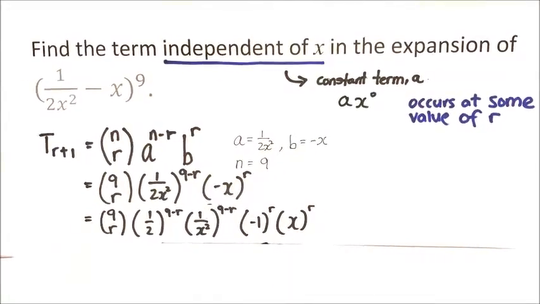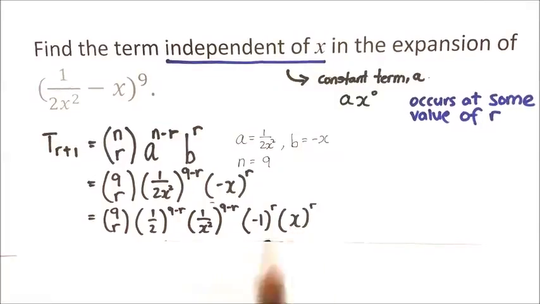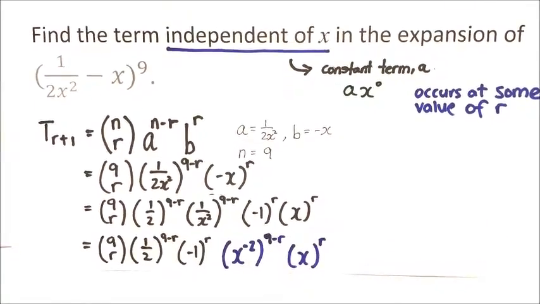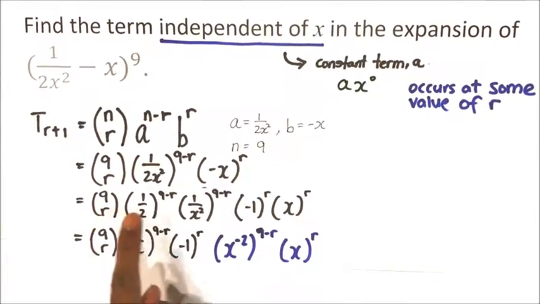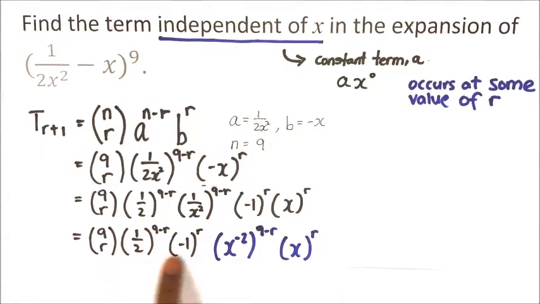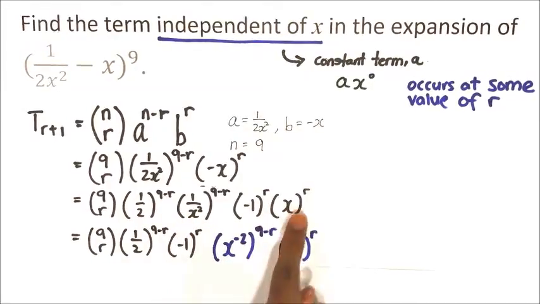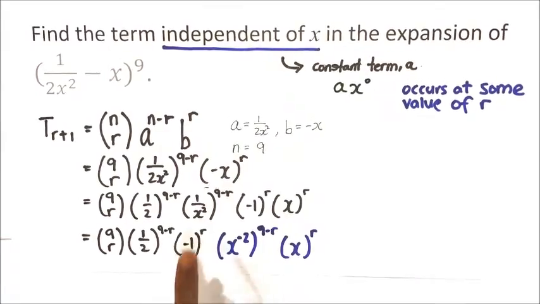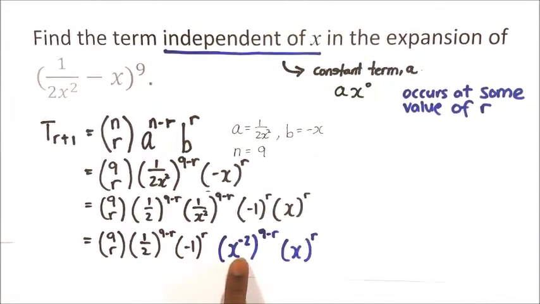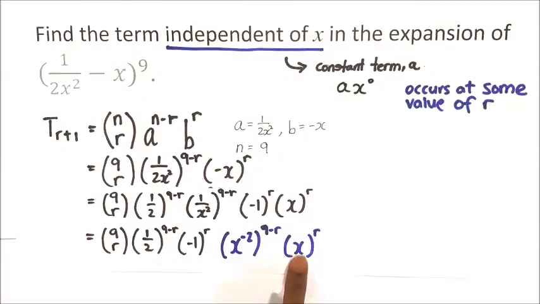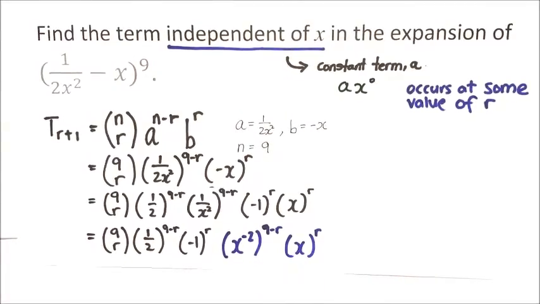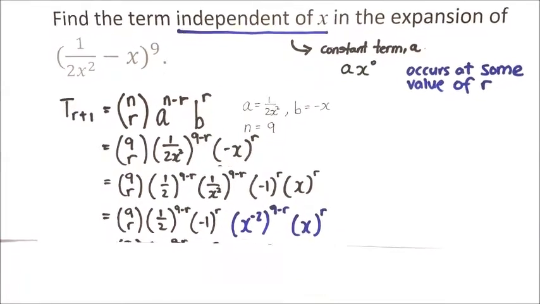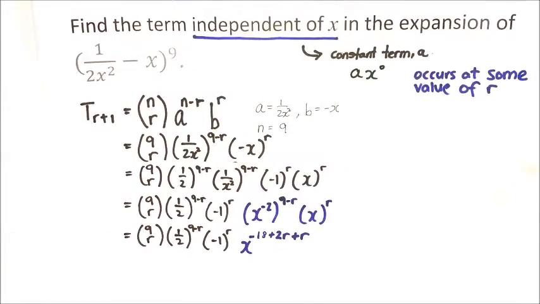But notice that we still have x terms here and here. So we can rewrite the expression like this, where all the terms without the x are over here, and all the terms with the x are over here. Notice that we expressed 1 over x squared in negative indices so that the bases are the same. By the law of indices, we can simplify these by just adding the powers, and we have this.